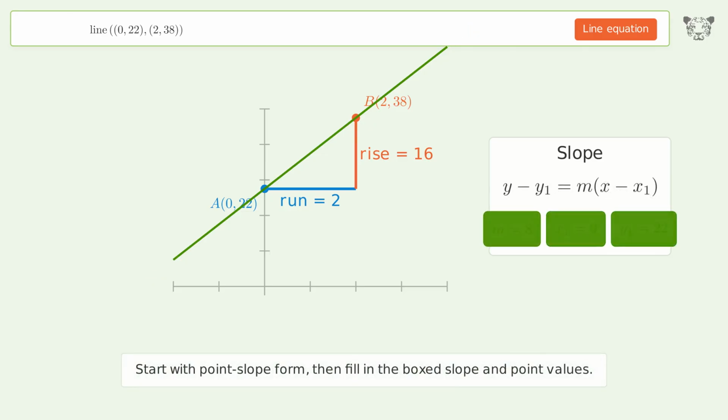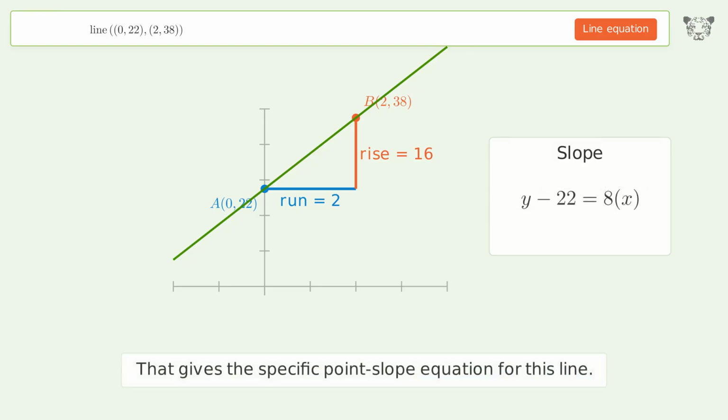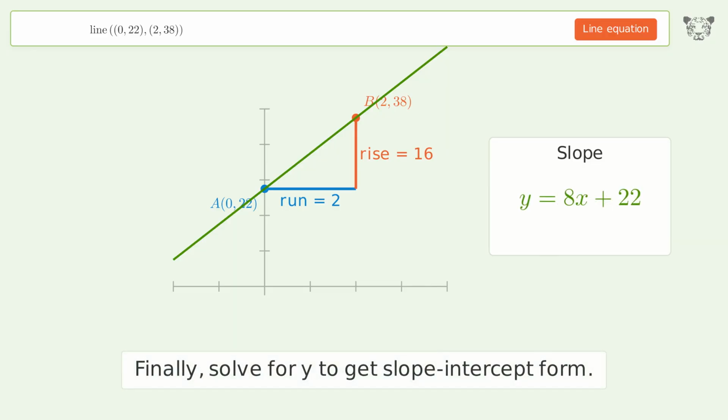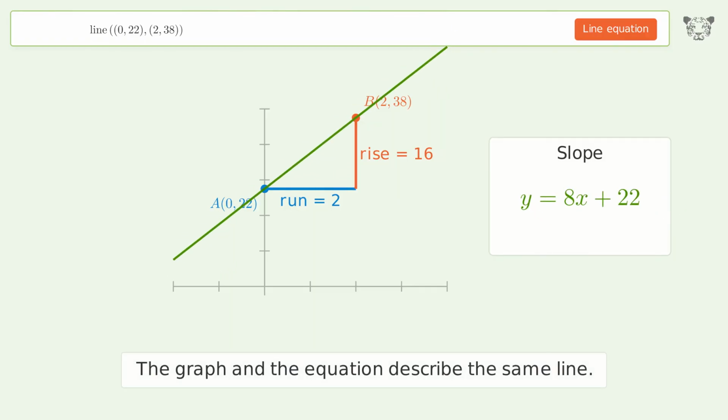Start with point slope form, y minus y1 equals m times x minus x1. Then fill in the boxed values, slope is 8, x1 is 0, and y1 is 22. That gives the specific point-slope equation for this line. Finally, solve for y to get slope-intercept form. The graph and the equation describe the same line.